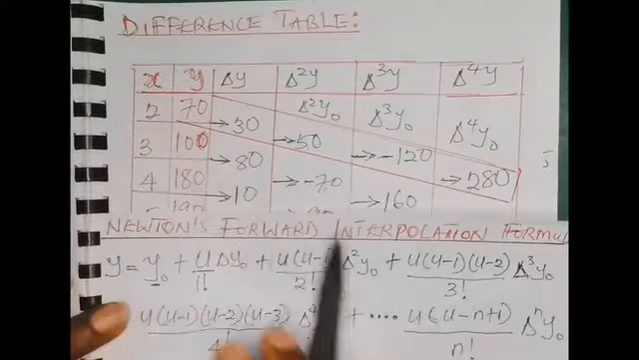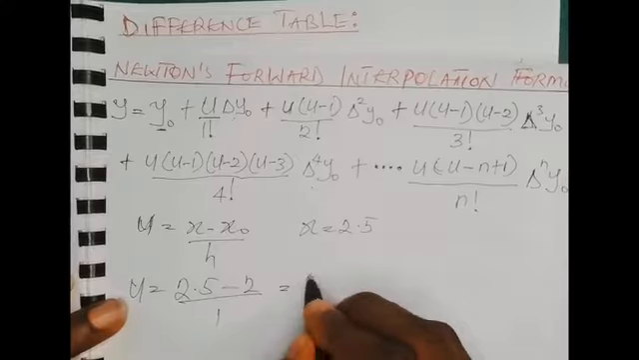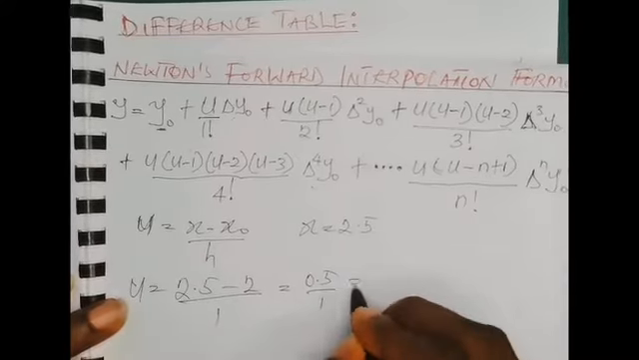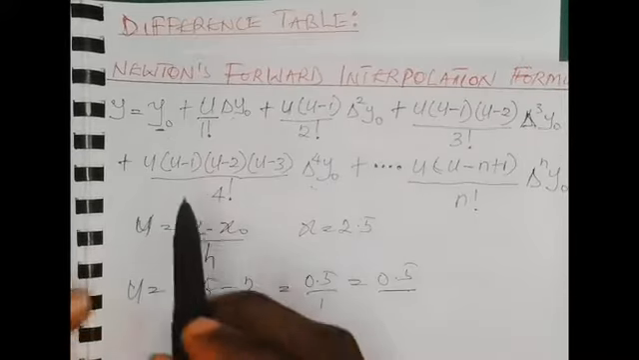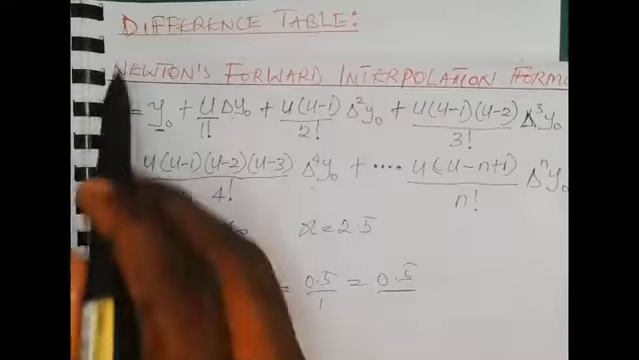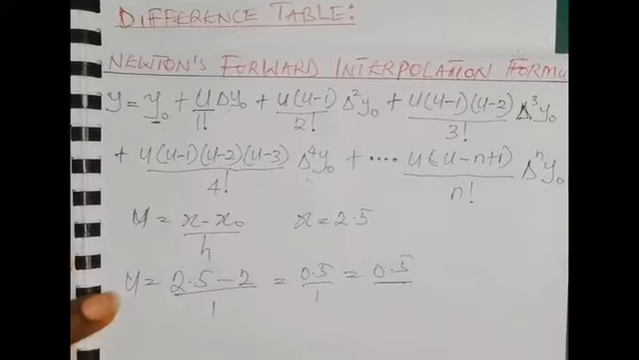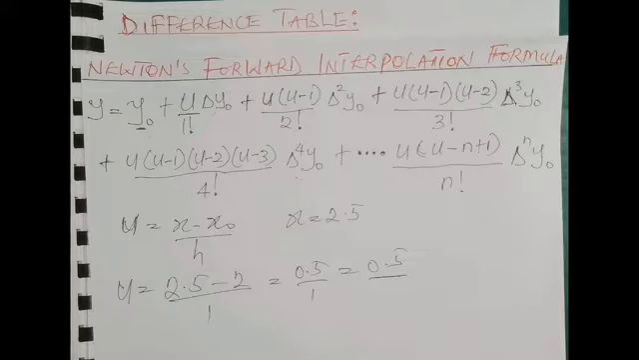3 minus 2 is 1, 4 minus 3 is 1. So we divide by 1. 0.5 divided by 1 remains 0.5. So you see, we now have the value of u. We know the values of these differences, so we can simply plug into the formula and obtain the value of y, which becomes the value of y when x is equal to 2.5. So that's how you employ Newton's forward interpolation formula to solve a problem.